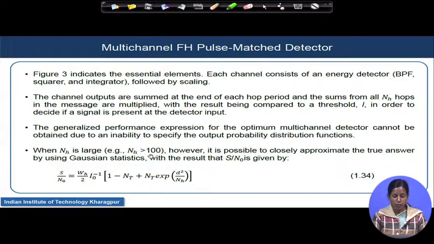When NH, the number of hops, is really very large, it is possible to closely approximate the performance of such detectors at the output, considering Gaussian statistics of course, and that performance in terms of SNR will be given by this equation 1.34. Without that large NH assumption and the Gaussian statistics, it would be very hard to give a closed form expression for this performance in terms of signal to noise ratio for multi-channel frequency hop detectors at the output.